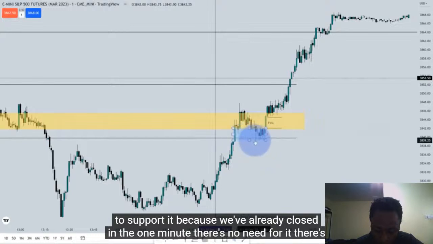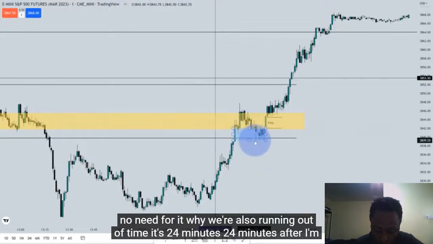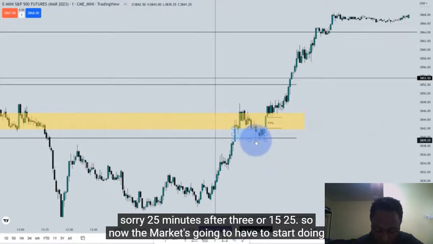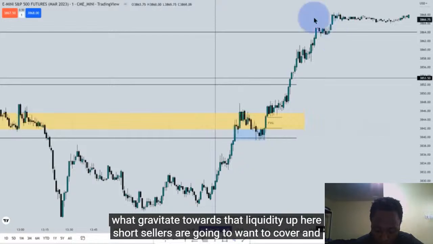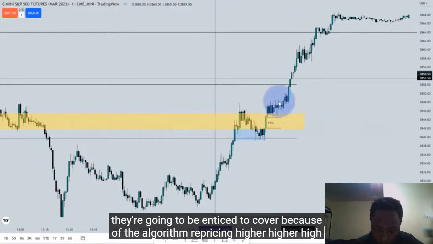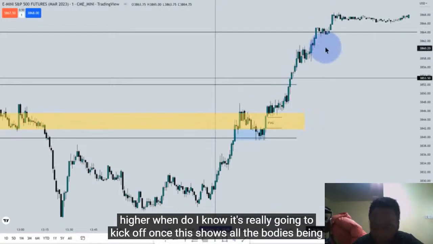There's no need for it. Why? We're also running out of time. It's 24, 25 minutes after 3, or 15:25. So now the market's going to have to start doing what? Gravitate towards that liquidity up here. Short sellers are going to want to cover, and they're going to be enticed to cover because of the algorithm repricing higher, higher, higher, higher.